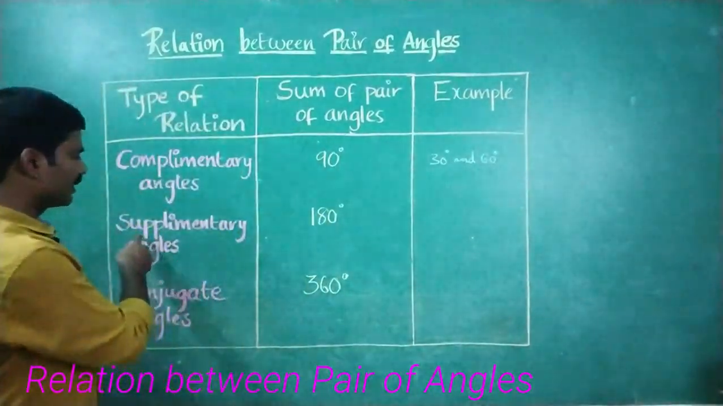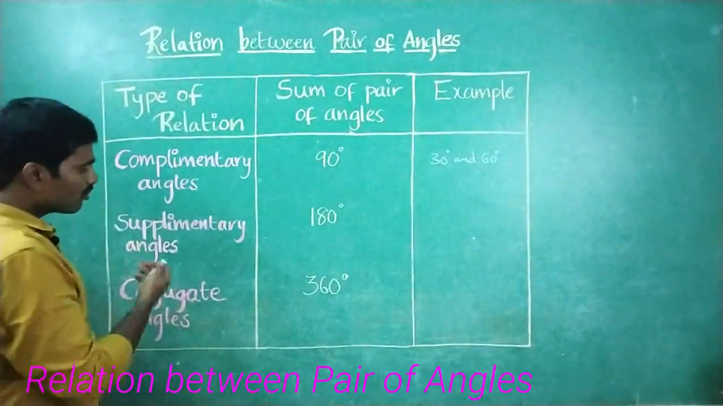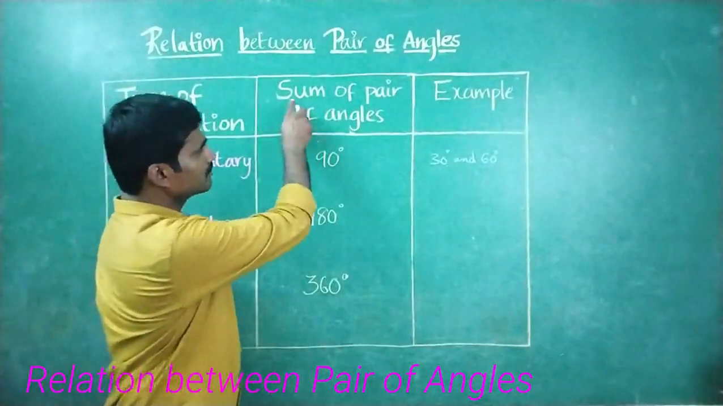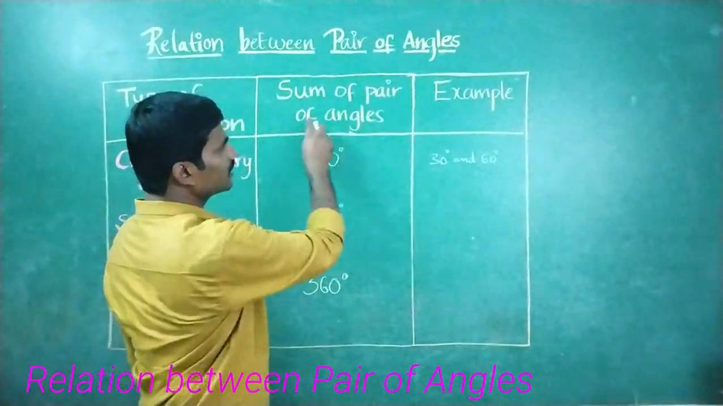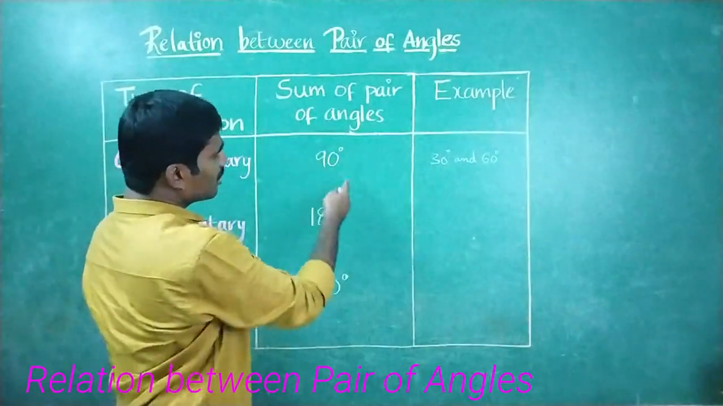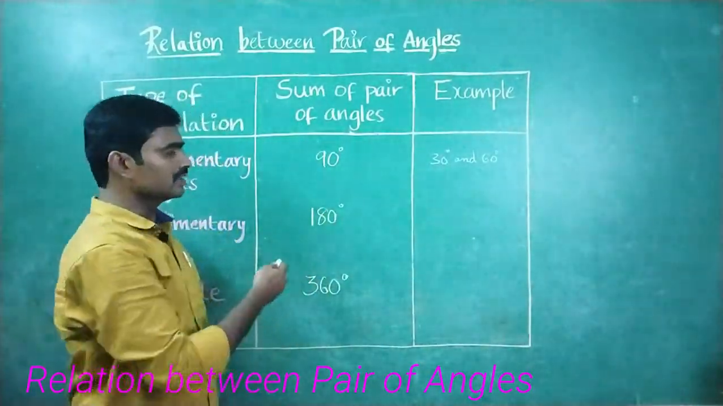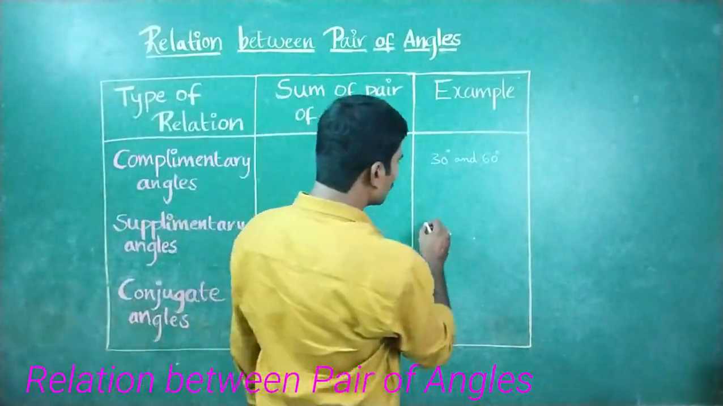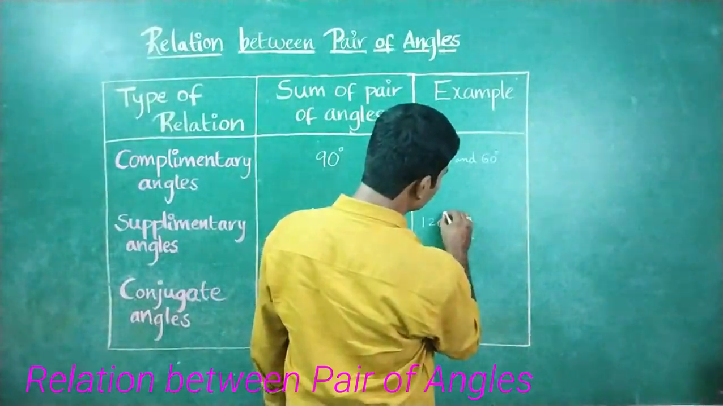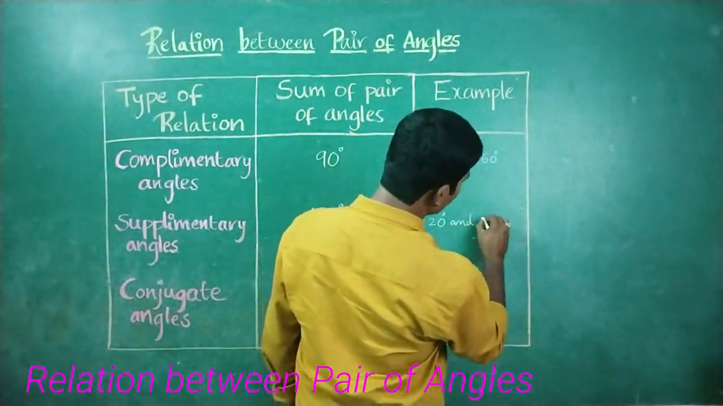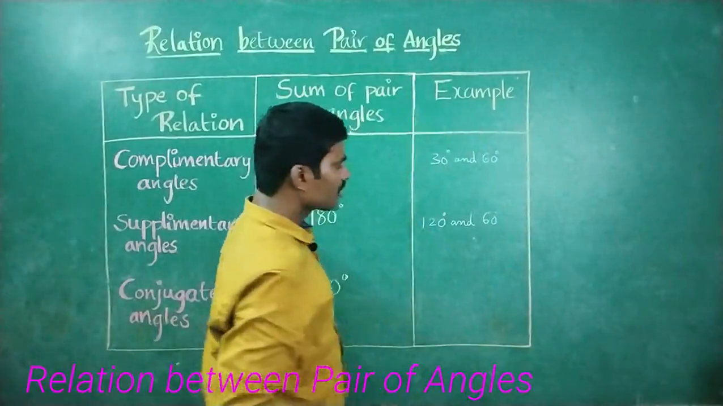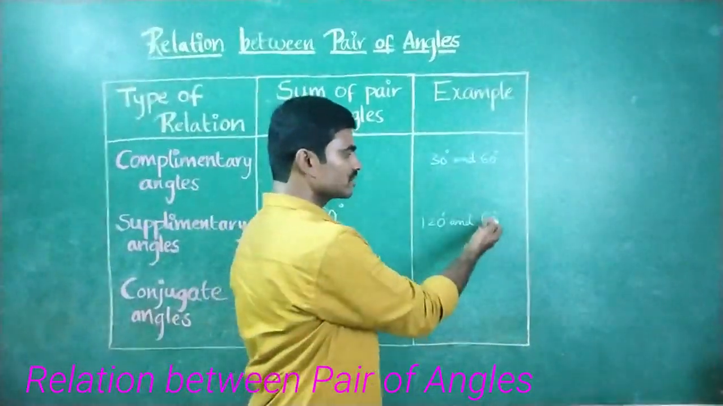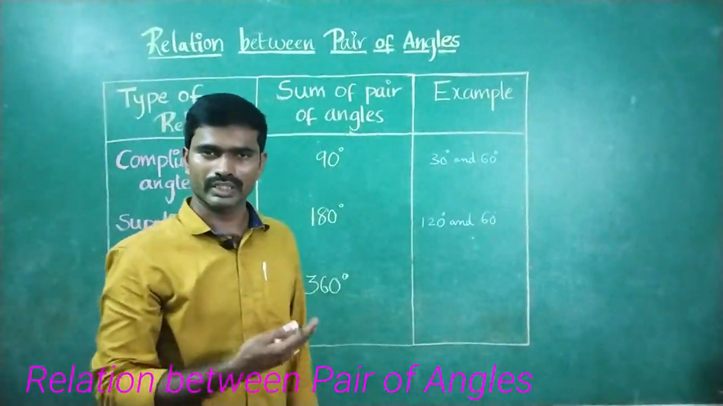Next one, supplementary angles. Which angles are called supplementary angles? If the sum of two angles is 180 degrees, then the two angles are said to be supplementary angles. Suppose 120 degrees and 60 degrees. These two angles are supplementary angles. Why? Because 120 plus 60 degrees is equal to 180 degrees.